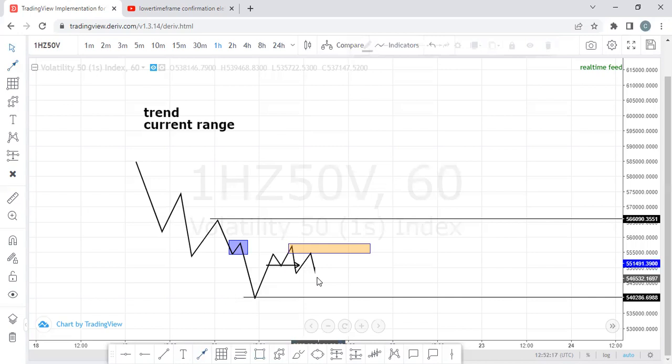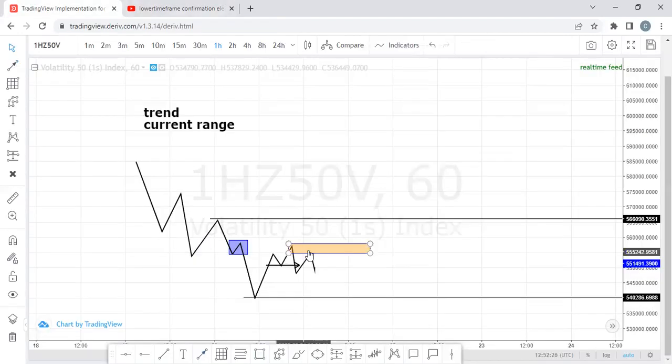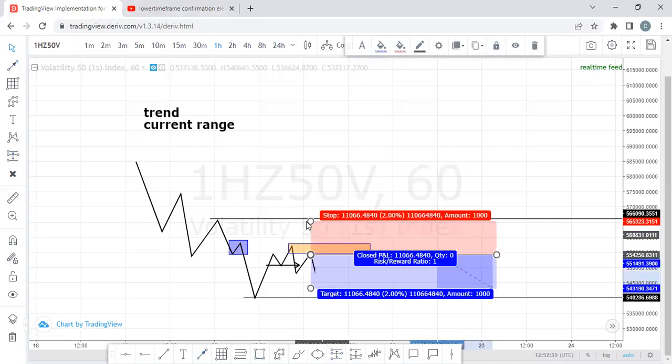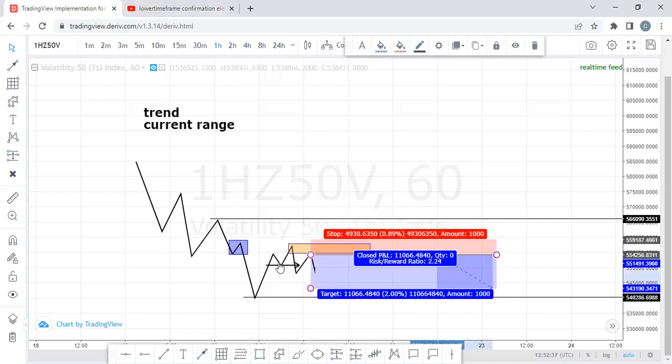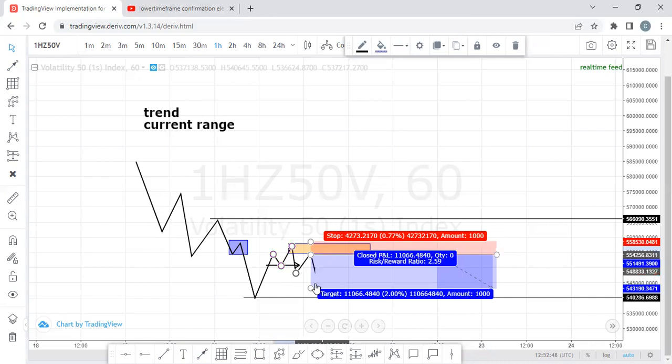If you don't understand this, go to my YouTube channel, type lower time frame confirmation Elektronfx, and you have the video, right? So when the market comes in, you now short. Waiting for lower time frame confirmation kind of saves you from losses. And you have a smaller stop loss, because your stop loss should go just above this high created by the lower time frame, instead of the overall high of the candle, right?